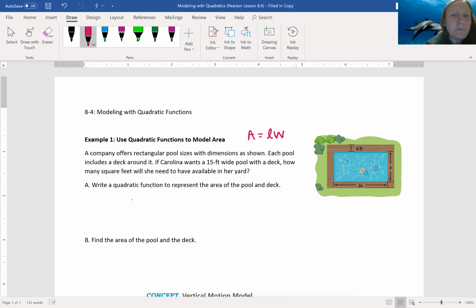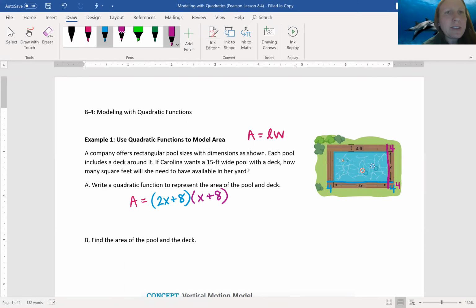Okay, so for the length, hopefully we see that it's going to be this 2x, but also this part here, which is an additional 4 feet. And this is also an additional 4 feet. So we need to add those three parts together. 4 plus 2x plus 4 means our length is 2x plus 8. For the width, the pool part is x, but there's also that part, that's 4, and this part, that's also 4. So 4 plus x plus 4 is going to be x plus 8.